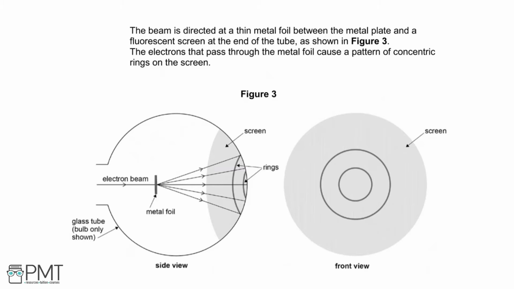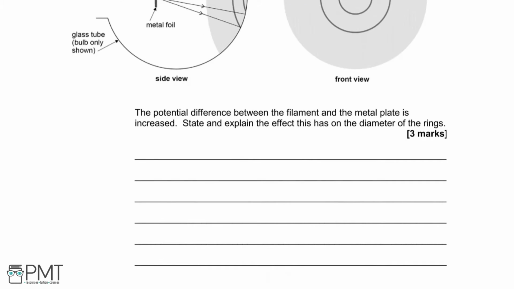And it's a side view and a front view. The front view just showing those concentric rings as described at the start of the question. The potential difference between the filament and the metal plate is increased. State and explain the effect this has on the diameter of the rings.